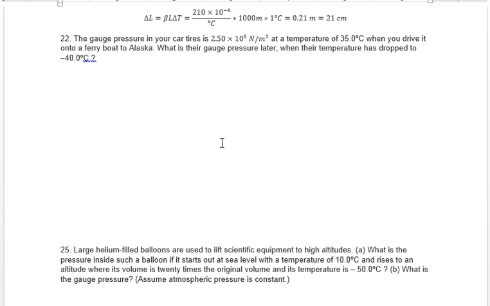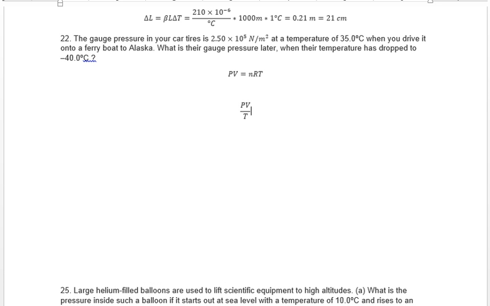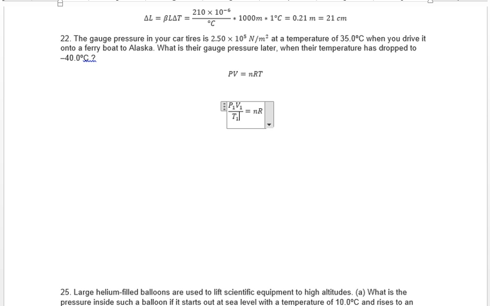Okay. All right. So this one begins with PV equals nRT, right? I'm going to rearrange this a little bit and go PV over T equals nR. We have two different times here. We have time 1, and we have later time 2. Nothing has happened in terms of how much gas, how much air we have. We didn't have a leak, right? We just had a change in temperature.